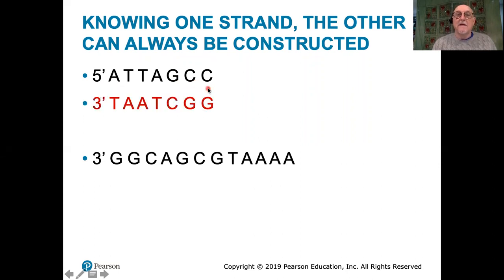Yes. 3', A to T, T to A, T to A, A to T, G to C, C to G, C to G. This strand on the one side of the DNA, 5' ATTAGCC, must be matched on the other side by 3' TAATCGG. The priming gives you the directions of the molecules and tells you that they're running opposite to one another. Do another one. 3' GGCAGCGGG.